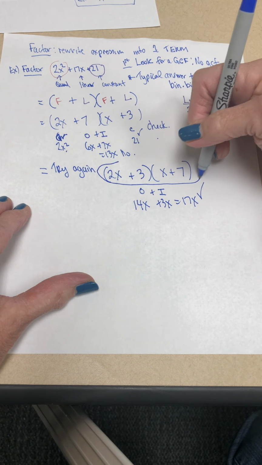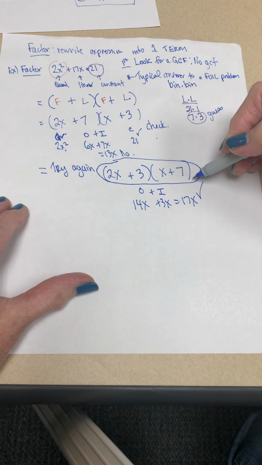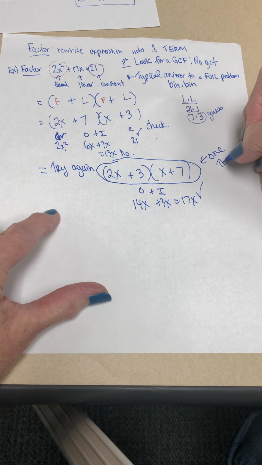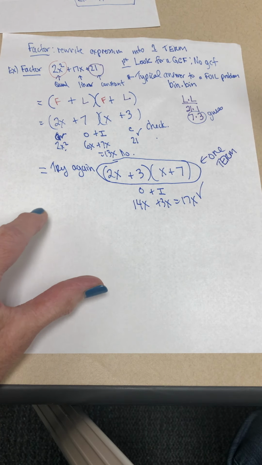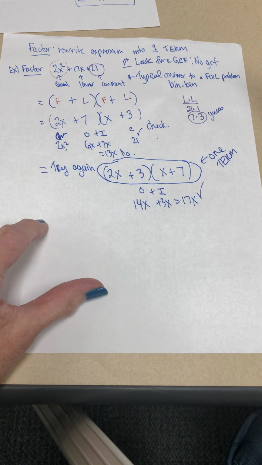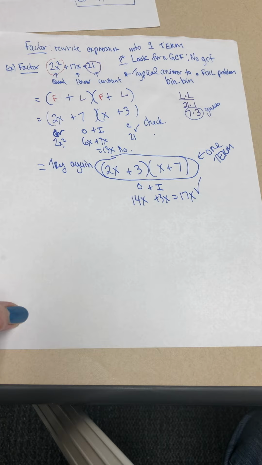This is the answer. So my original expression factors into this. Notice my answer is one term with two binomial factors. And if you recall the other video, this is actually one of the ones that we multiplied out. Not every example I do is going to be ones that we multiplied out. So let's try this one.